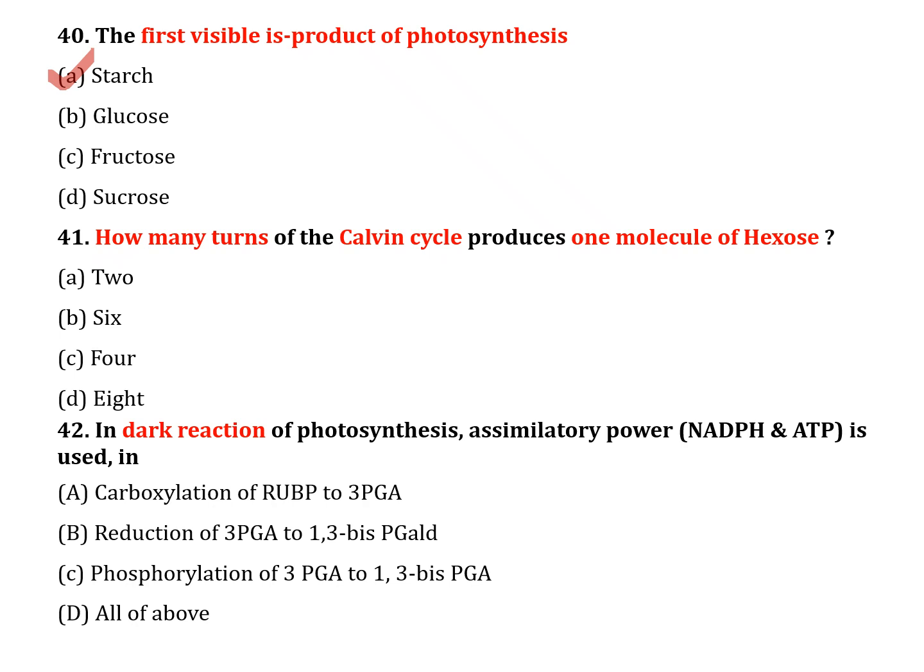The next question, number 41. How many turns of the Calvin cycle produce one molecule of hexose? Option A, 2. Option B, 6. Option C, 4. Option D, 8. The correct answer is option B, 6.